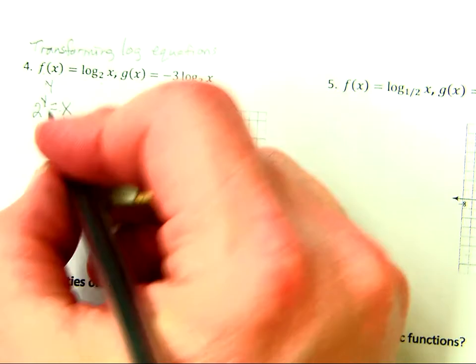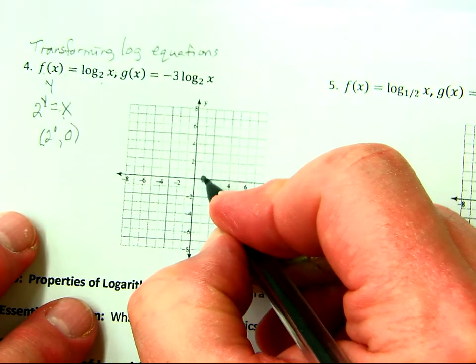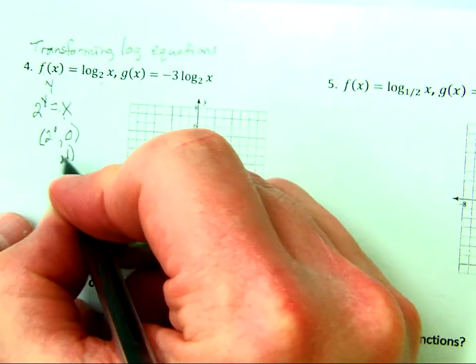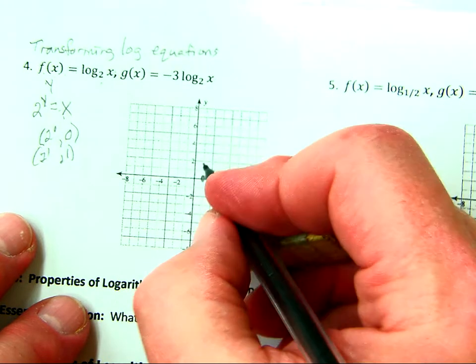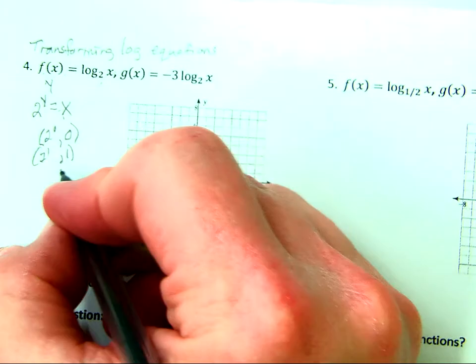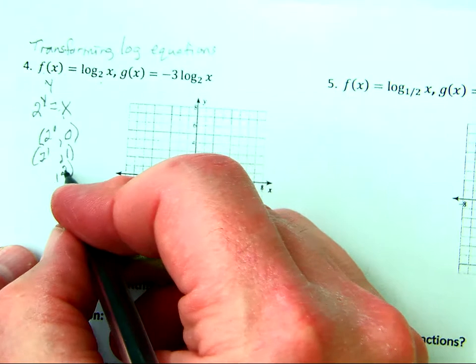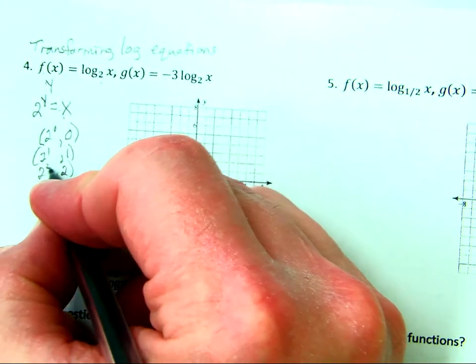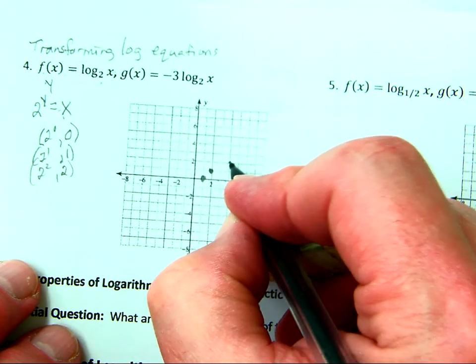Well, x would be 2 to the 0, which is 1. So 1, 0. If I plug in 1, that's going to be 2 to the first. So that's 2, 1. Remember, we're always plugging these in for y on these because it's the exponent. If y is 2, that'd be 2 squared, which is 4. So that's the point 4, 2.